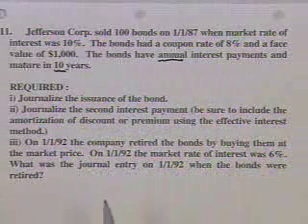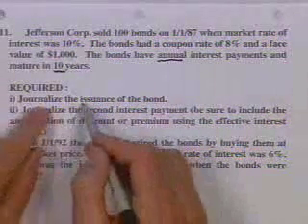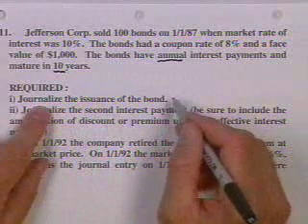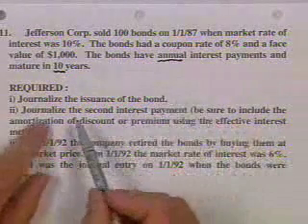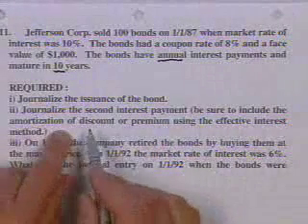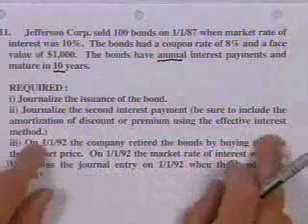All right, question number 1. Journalize the issuance of the bond. In other words, how much cash did they get when they sold it? Second question. Journalize the second interest payment. Be sure to include the amortization of discount premium using the effective interest method.